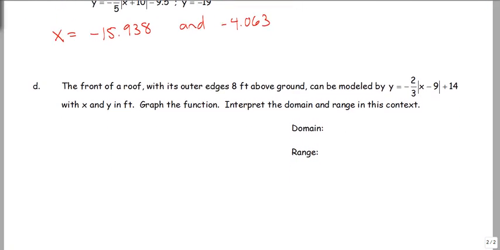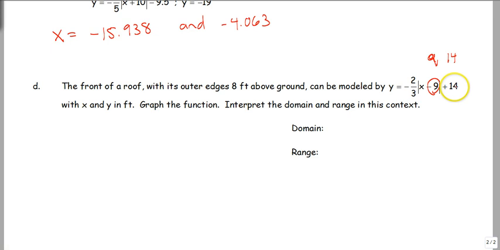Last problem, front of a roof with its outer edges 8 feet above the ground can be modeled by this equation with x and y in feet. Graph the function, interpret the domain and range in this context. So you have to remember, it is 8 feet. The outer edges are 8 feet, and the vertex, so our vertex is at 9, 14, based on this equation. We have a 9 to the right and 14 up.